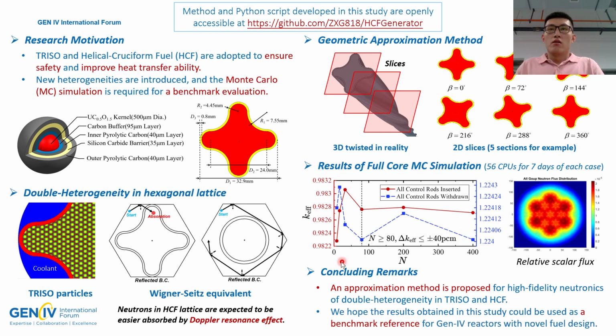Finally, in this study, an approximation method is proposed for high fidelity neutronics of double heterogeneity in TRISO and Helical-Cruciform fuel. Besides, we hope the results obtained in this study could be used as a benchmark reference for Generation 4 reactors with novel fuel design. Thank you.